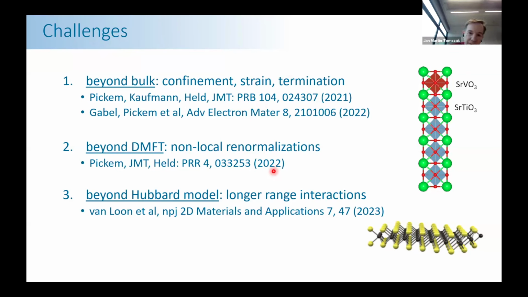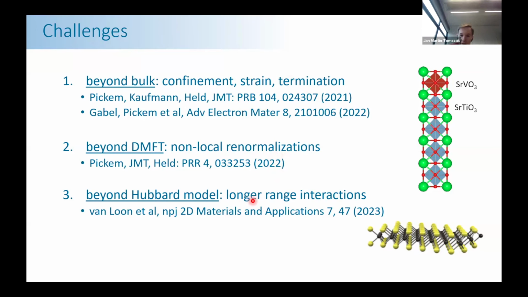The second part will deal with what we've just heard from Ryotaro. If one is in two dimensions, DMFT might not be the method of choice in all the regions of phase space. So we want to take into account non-local renormalizations. This will be a rather brief part.